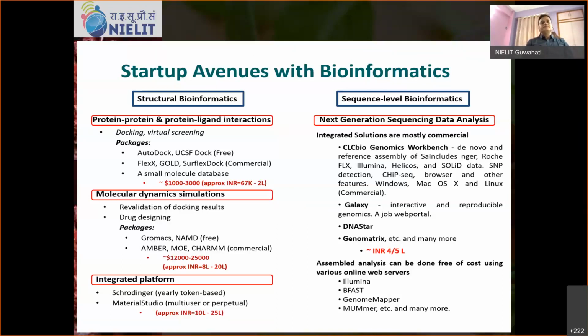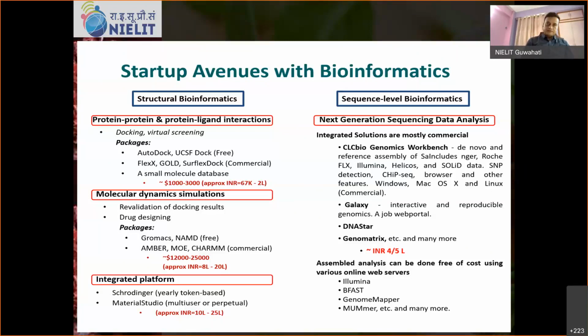Otherwise, the commercial software is very, very costly. If you go to the Discovery Studio produced by the earlier Accelrys group, it will cost you around 26-27 lakhs for a perpetual license. And Schrodinger, yes, that is one of the best that we also use sometimes. Schrodinger is very costly, on a yearly license basis. You can get it for say 5-6 lakhs per year.